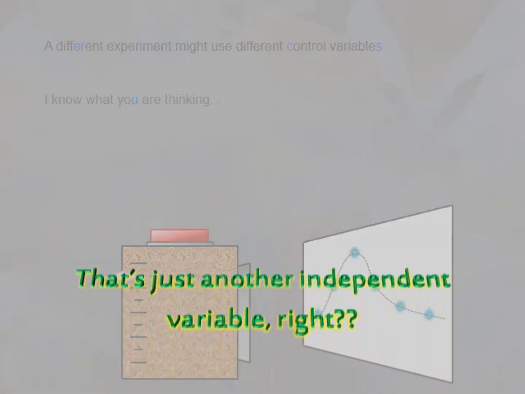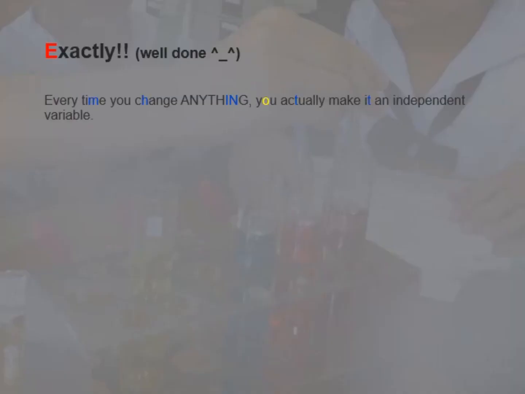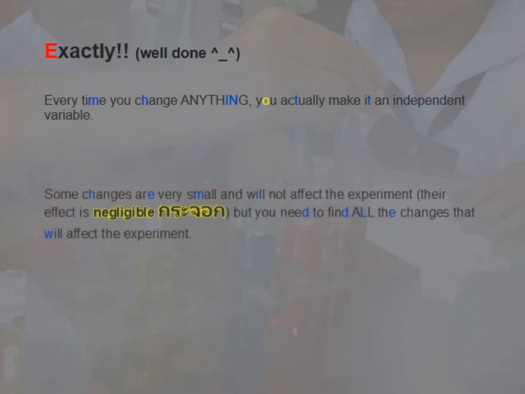That is just another independent variable. By changing the control variables, you've just made another independent variable in your experiment. So well done. If that's what you were thinking, good job. Every time you change anything in your experiment, you make it an independent variable.